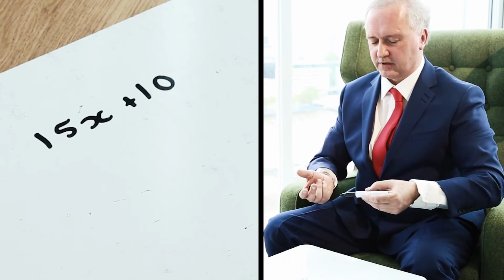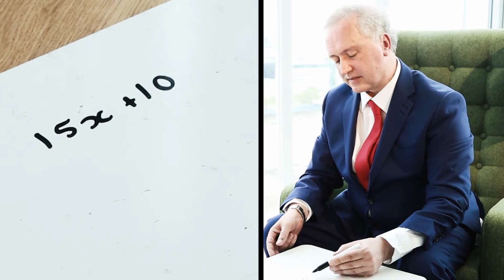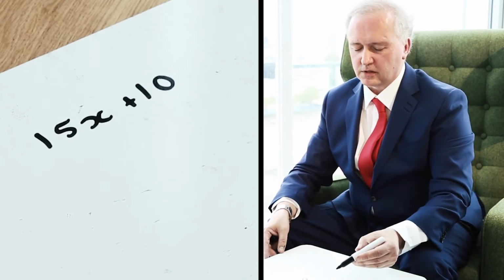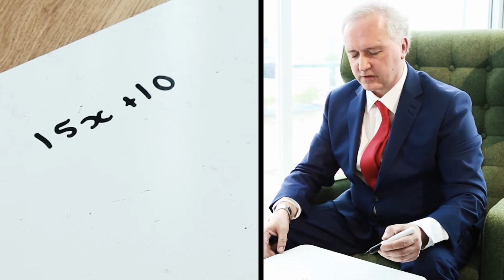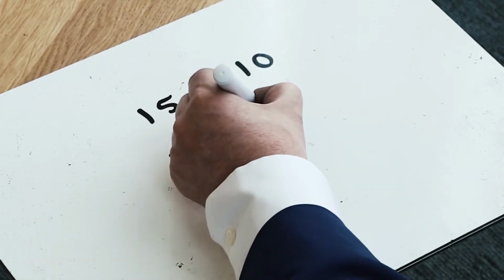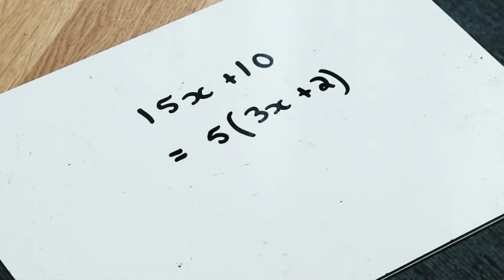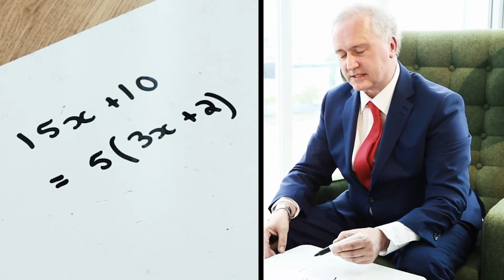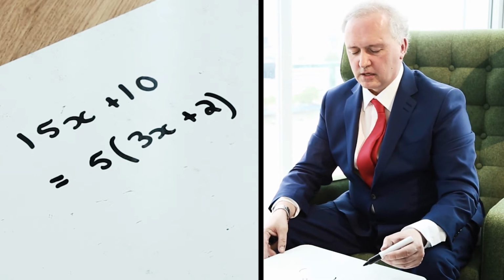So what I'm asking myself is, what number fits into the 15 and the 10? So when I go to put brackets back into an expression, I'm looking at this number here and this number here, and I say to myself, actually 5 is the biggest number that fits into 15 and fits into 10. So my first step when factorising is to put the 5 outside the brackets and then produce just an empty set of brackets.